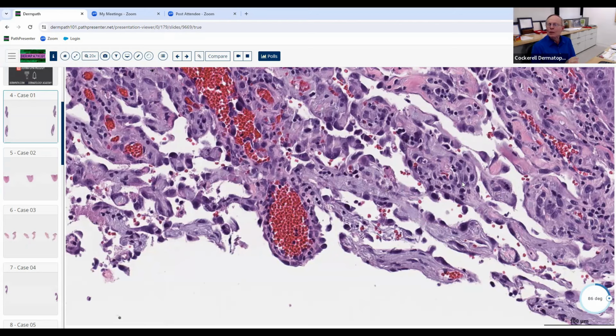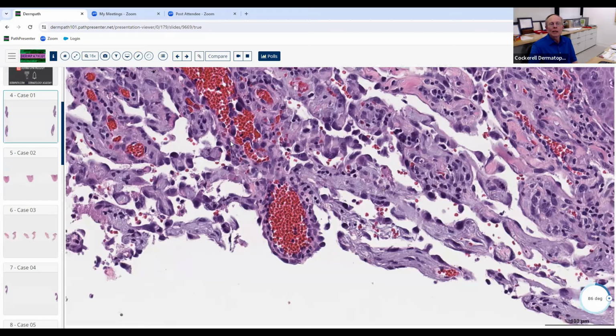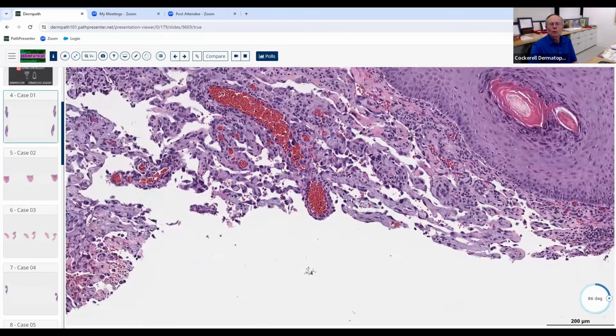They can be very spindle in morphology. They can simulate atypical fibroxanthoma or poorly differentiated squamous cell carcinoma. So whenever you're working up one of these very poorly differentiated lesions and it doesn't stain like AFX or squamous cell or malignant melanoma, you should at least think about the possibility of angiosarcoma in that differential.